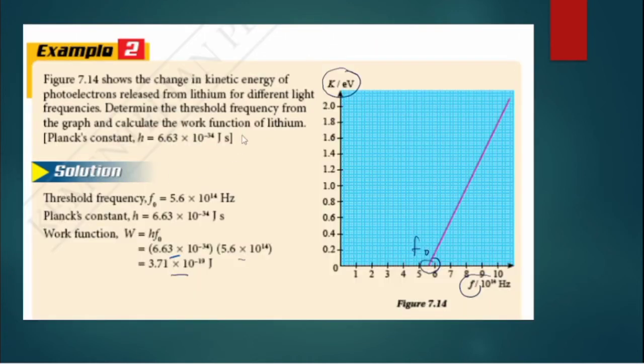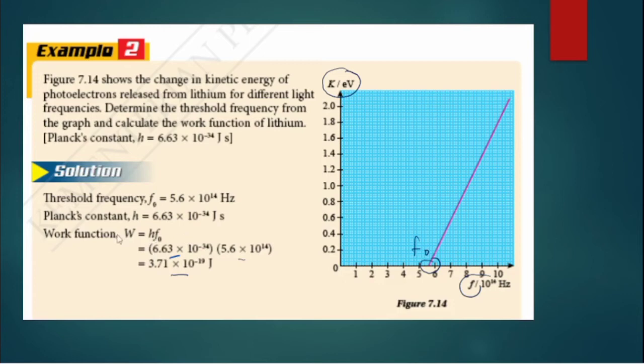Look at example 2. The figure shows the change in kinetic energy of photoelectrons released from lithium at different light frequencies. Determine the threshold frequency from the graph and calculate the work function of lithium. The Planck constant h is given. So in this question, we want to calculate the work function. So the formula is W equals hf0.